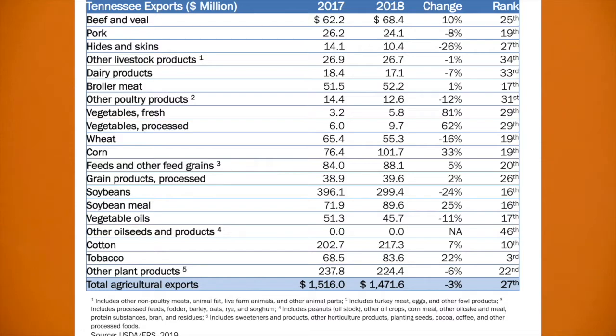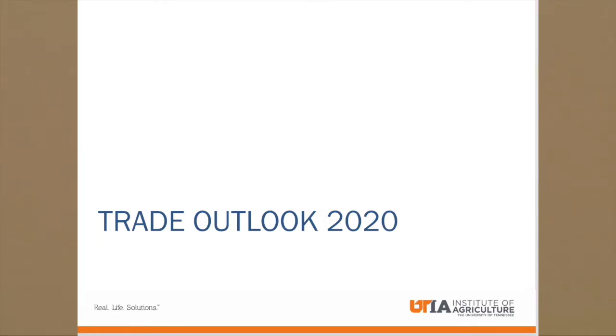The next slide is simply a breakdown, and I won't go through it in detail. This is what the Economic Research Service calls state export data, and they make some attempt to break down state exports for individual commodities and rank those states. So what I'll let you do now is take a look at where Tennessee ranks relative to the 50 states in these other product categories. All right, so now let's move to the Trade Outlook 2020.